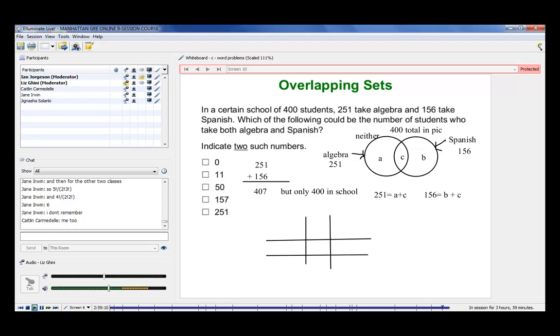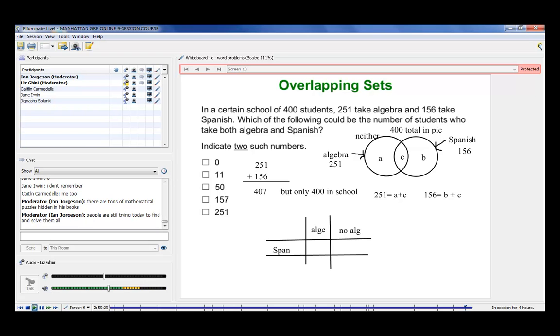So here you would write algebra, no algebra. And here you would write Spanish, no Spanish. Okay, it's nerd humor. You guys have to tolerate us. Ian and I are nerds.